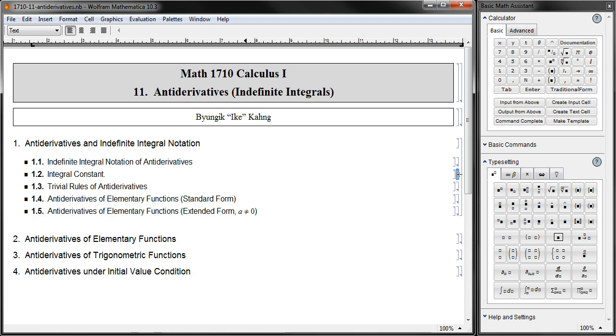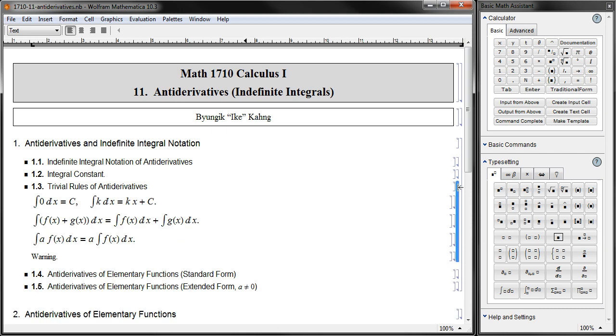Okay, so much for notation issues, and let's discuss a little bit about antiderivative rules and just a little bit of theory. Computation part will be discussed in the next segment of the video. Here's a trivial rule. Antiderivative of 0 is constant c. Antiderivative of k is kx plus c.